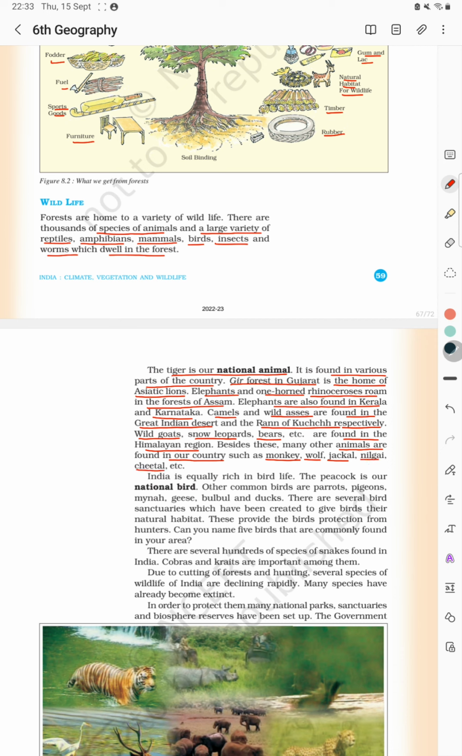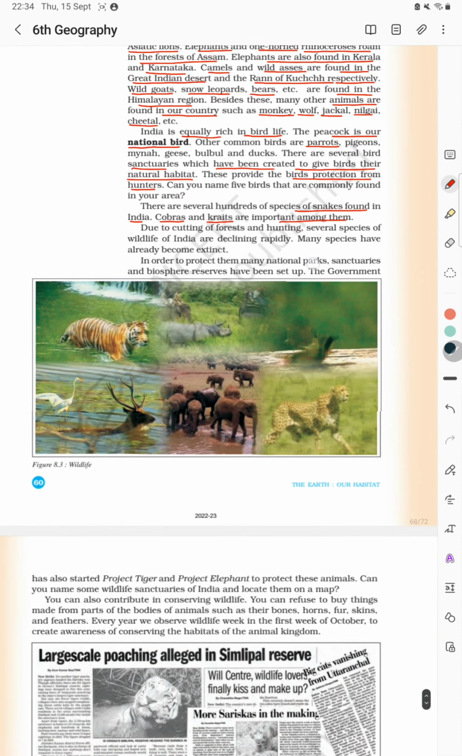So India is equally rich in bird life. The peacock is the national bird. Other common birds are parrots, pigeon, myna, geese, bulbul and ducks. There are several bird sanctuaries which have been created to give birds their natural habitat. These provide the birds protection from hunters. There are several hundreds of species of snakes found in India. Cobra and krait are important among them.